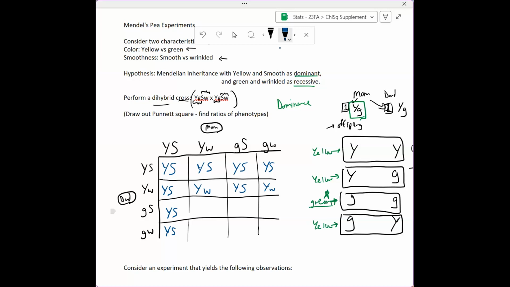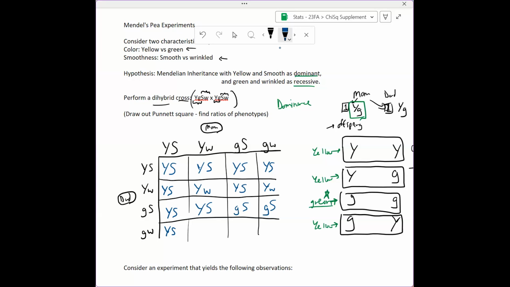Third row. Well, dad gives a smooth, which is dominant. So the phenotype for texture will always be smooth in this row. But dad gives green, which is recessive. So green against the yellow is going to give yellow. Green against green in either case gives green.